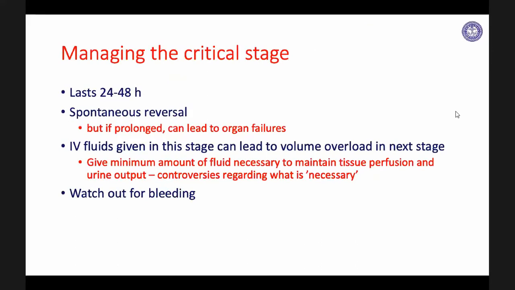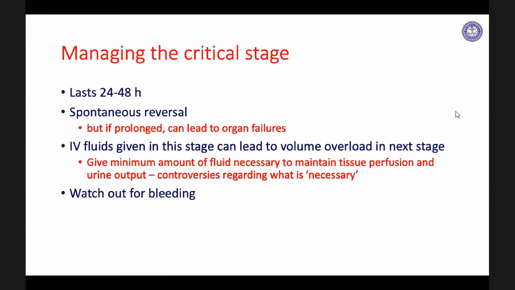So how do you manage the critical phase? Remember that it lasts only 24 to 48 hours. It has a spontaneous reversal, but if it is prolonged, it can lead to organ failures like liver failure. IV fluids are given in this stage, but they can lead to volume overload in the next stage. And therefore, we give the minimum amount of fluid necessary to maintain tissue perfusion and urine output. But of course, what you mean by this necessary amount is fairly controversial.